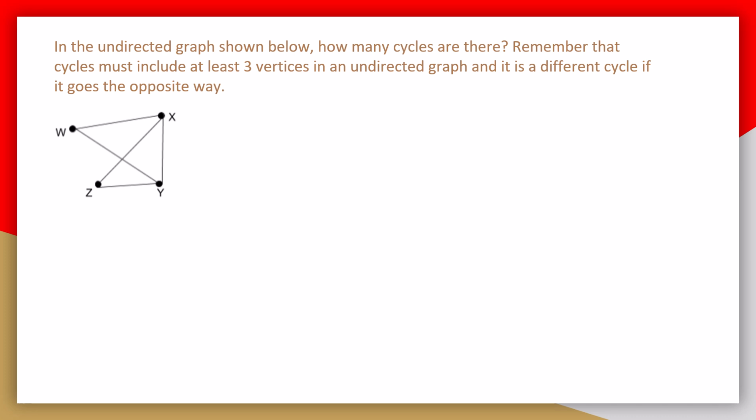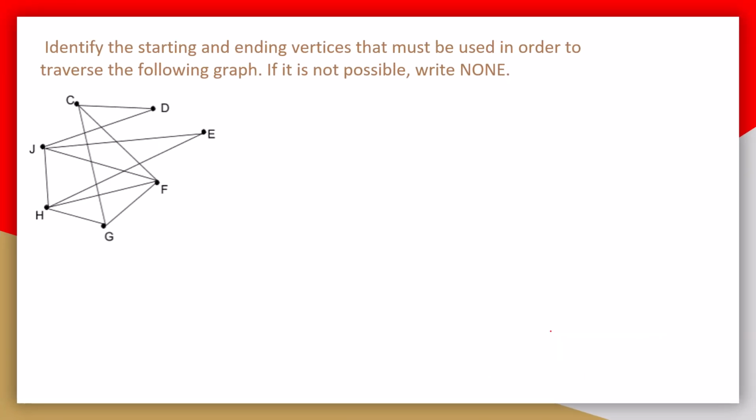And now let's move on to another question. Last question. Identify the starting and ending vertices that must be used in order to traverse the following graph. If it is not possible, write none. So we don't even need to find the traversal in this question. We are just being asked the starting and ending vertices.